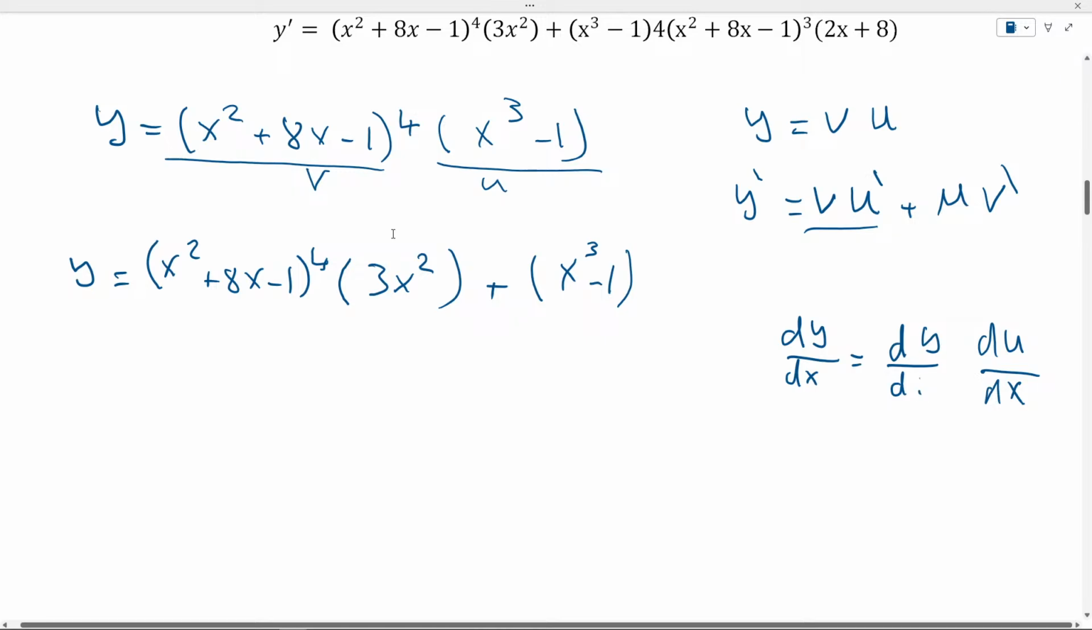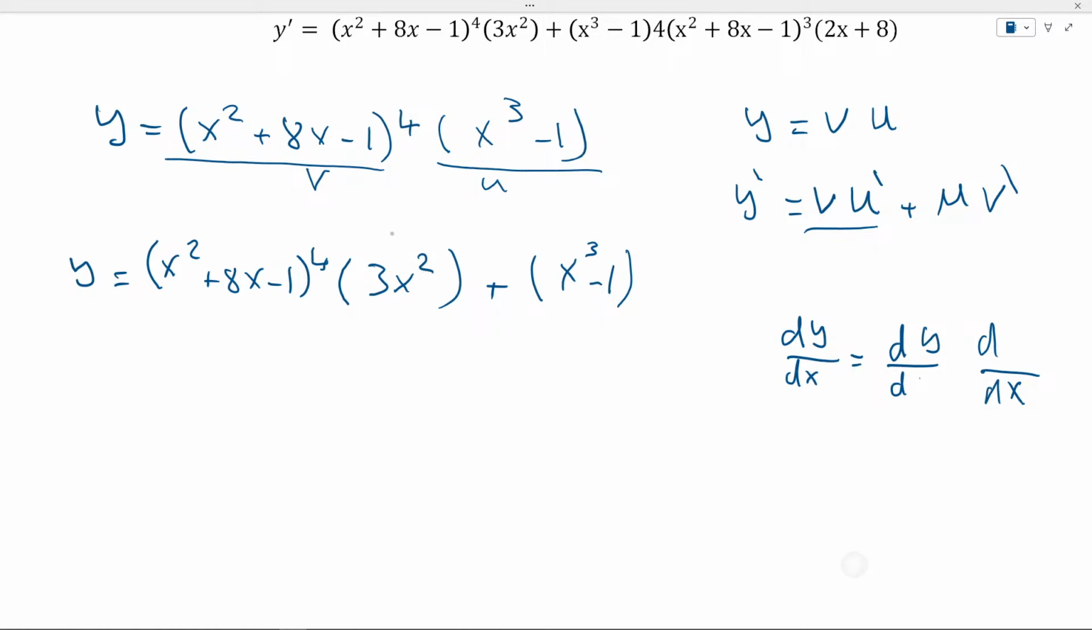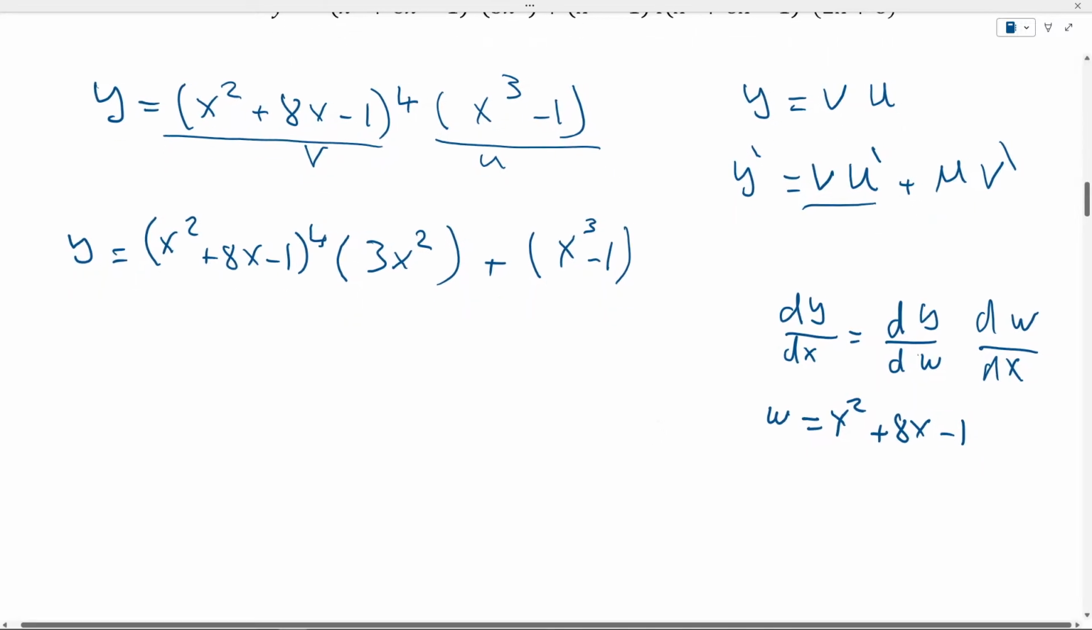So I wouldn't confuse you with this u, let's call it w. Okay. And then, just not to confuse it with this u here, I will say my w is equal to x squared plus 8x minus 1. That's my w.